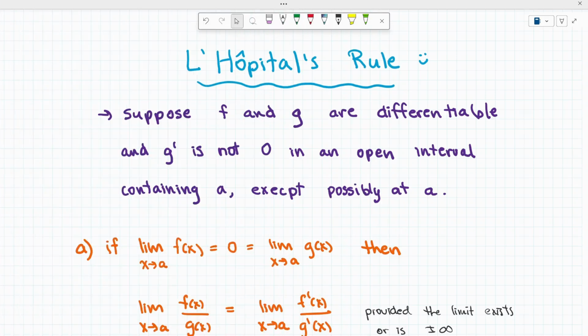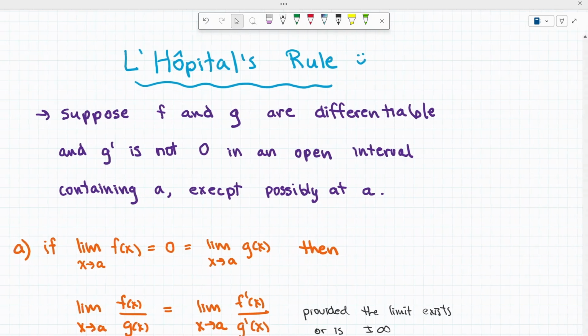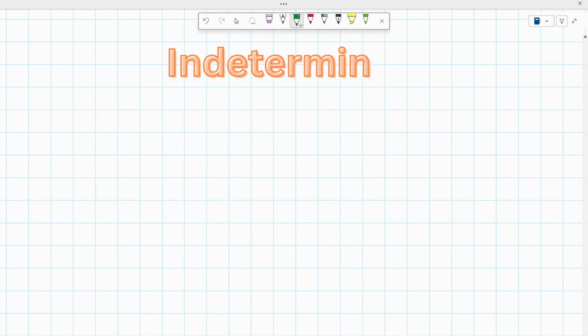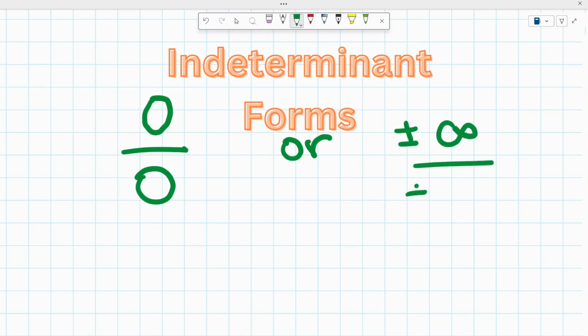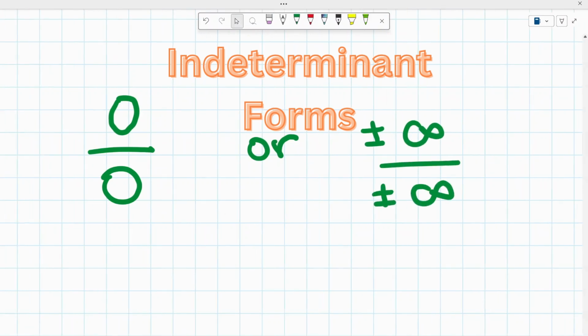Okay, so L'Hopital's rule really helps us out when we have problems with limits. Before we get into the definition, I'm going to take a second and show you when we would use it. Have you ever had a limit and you end up with an indeterminate form? For example, if you end up with 0 over 0, or something that is plus or minus infinity over plus or minus infinity. In these cases, you don't really know what to do.